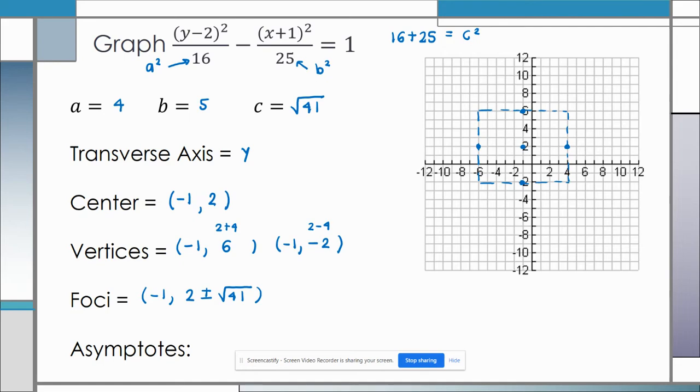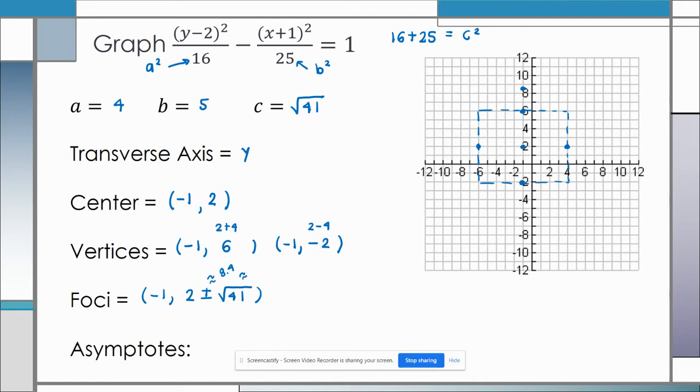So the foci, I'm going to take 2 and add the square root of 41 onto it, and that is approximately 8.4. So I know that one ordered pair for the foci is at -1 and then up here at 8.4.